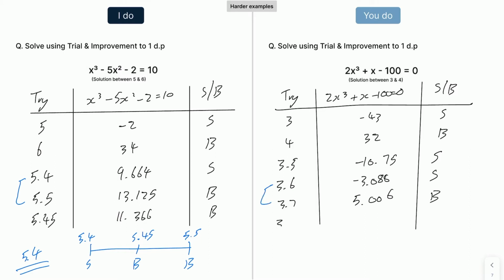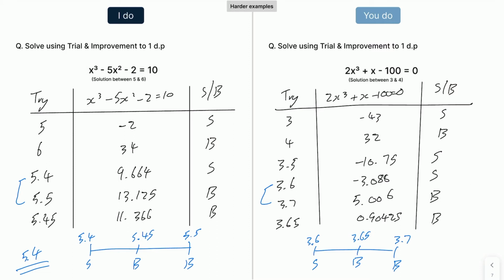So I'm going to go halfway between them, which is 3.65. And that gives me 0.90425, which is, again, bigger than 0. So then I draw my line at the bottom. We have 3.6, 3.7, and 3.65. So 3.65 was too big, 3.7 was big, and 3.6 was small. So I've trapped my answer in this range here. So to 1 decimal place, my answer is 3.6.